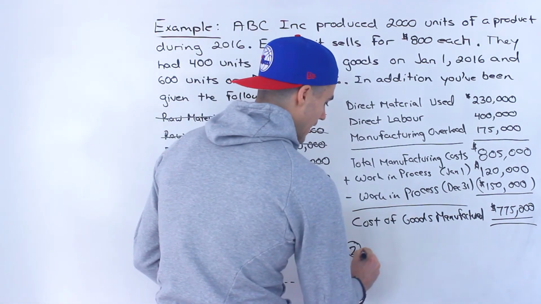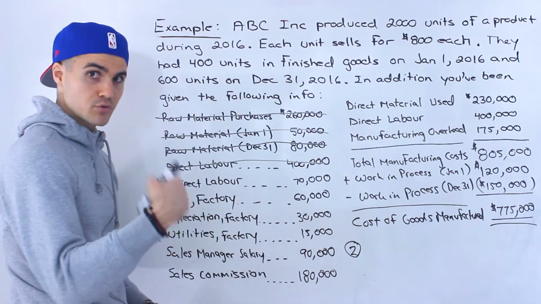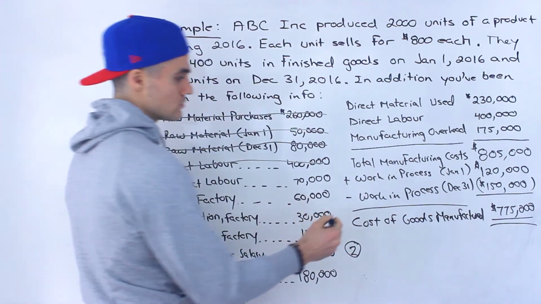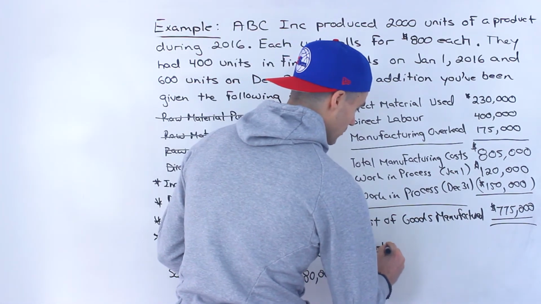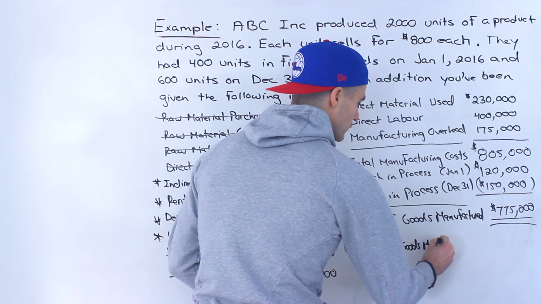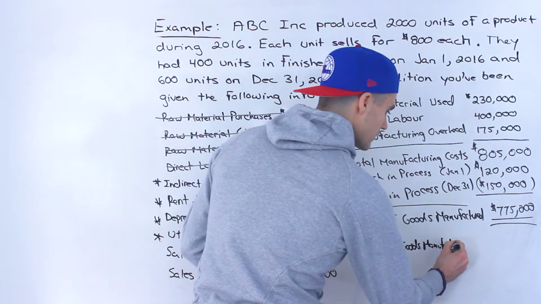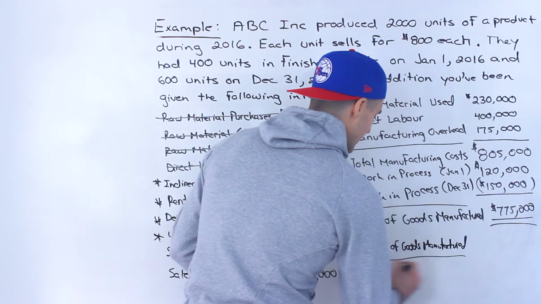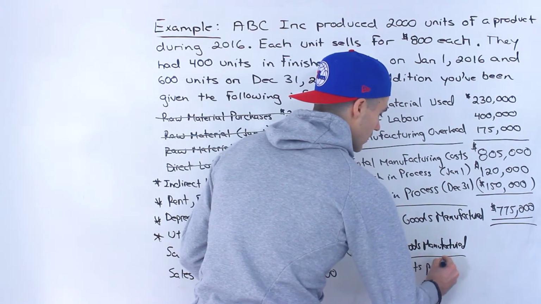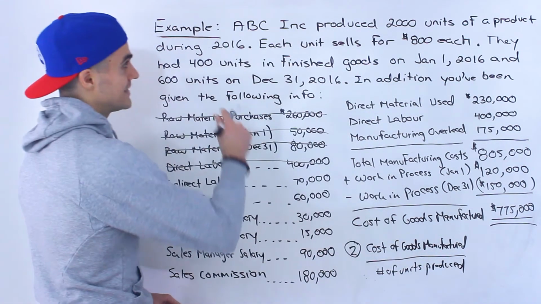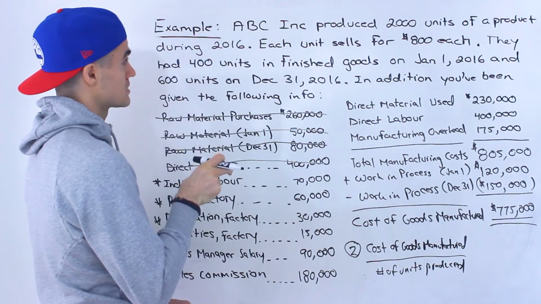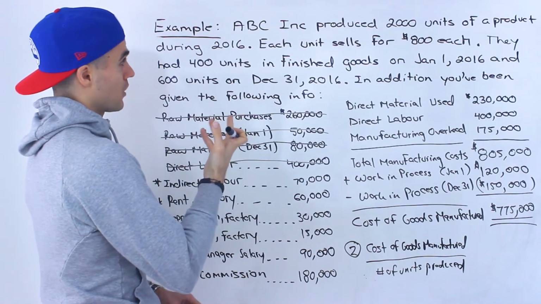Now, number 2, they were asking for the average cost of producing 1 unit in 2016. And basically, the way you get that number is you take this cost of goods manufactured. I'll write out the general formula for you first. Cost of goods manufactured, and you divide it by the number of units that were produced. Okay, so what were the number of units produced? We're actually given that information at the beginning of the problem. So we're told that there were 2,000 units produced of a product during 2016.